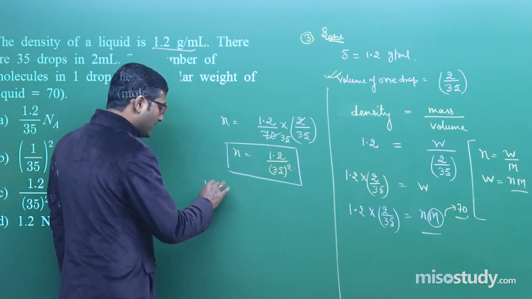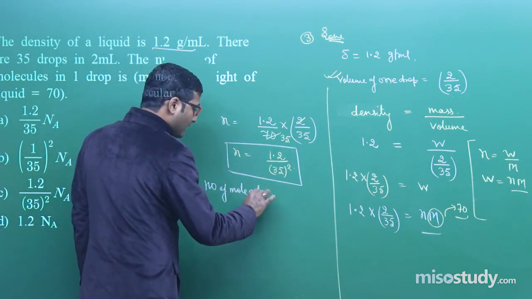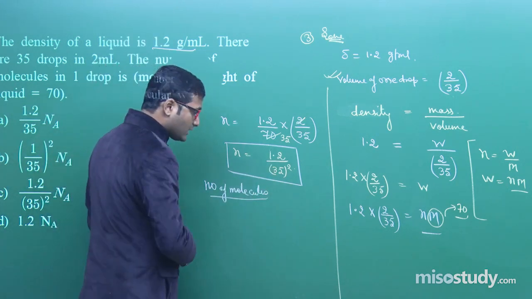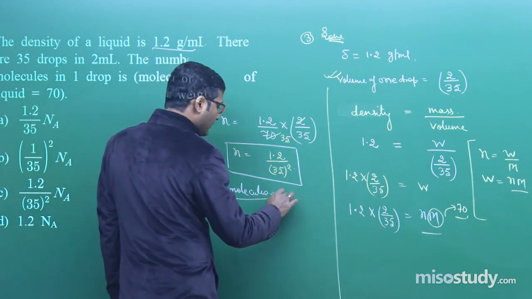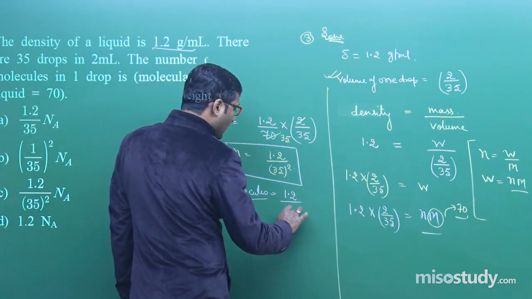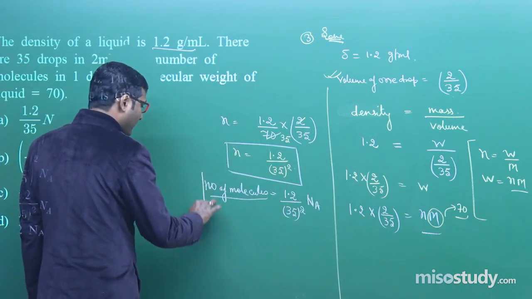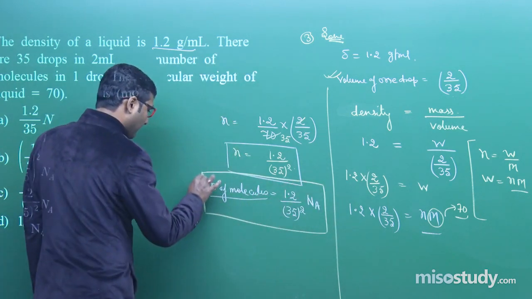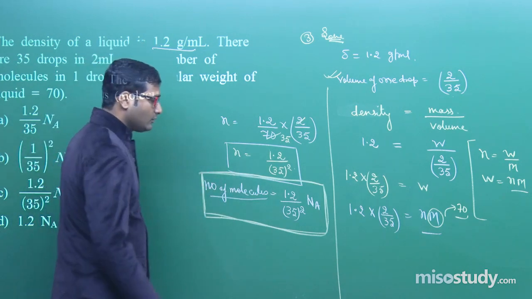Now we have to find the number of molecules. 1 mole contains Na, the Avogadro number. So 1.2 upon 35 square moles contain 1.2 upon 35 square multiplied by Na molecules. This Na, my friend, is nothing but the Avogadro number. This is the answer. Do you have any doubt?